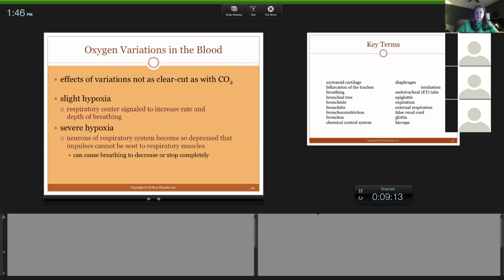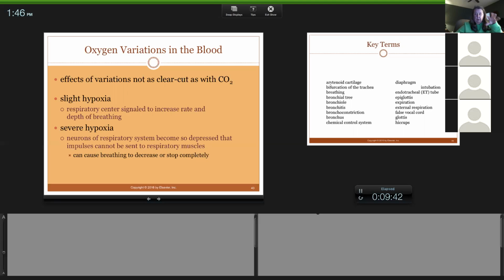Now, if an animal has what I would call slight hypoxia, when you go to the doctor and they put the little thing on your finger, that's your oxygen saturation. It should be 95 to 100 is normal. If we're like 90 to 95, which would be like slight hypoxia, you probably feel maybe a little winded and maybe a little off.